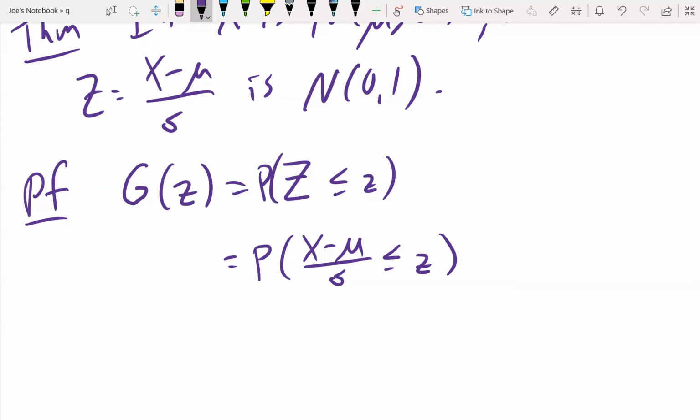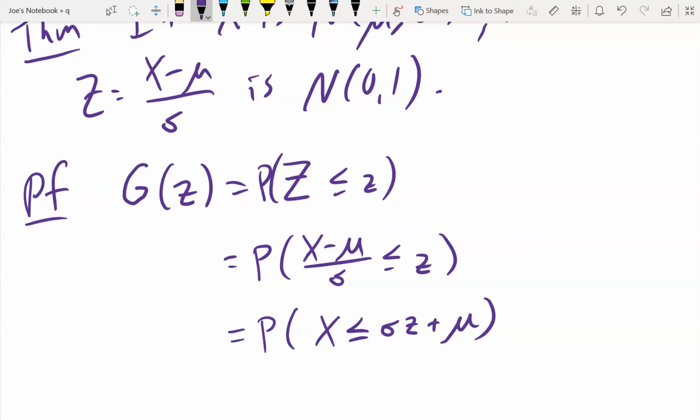So this is how we would define the CDF for Z, right? Plug in what Z is equal to in terms of X, and then solve this for X. We have X is less than or equal to sigma times Z plus mu, right?